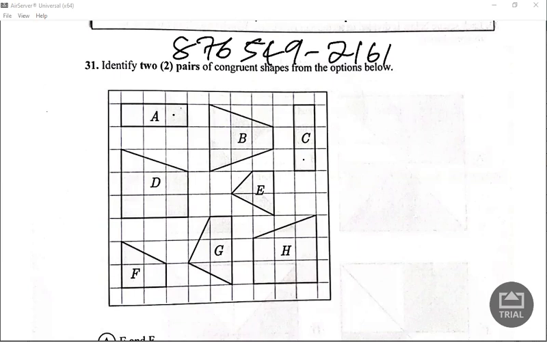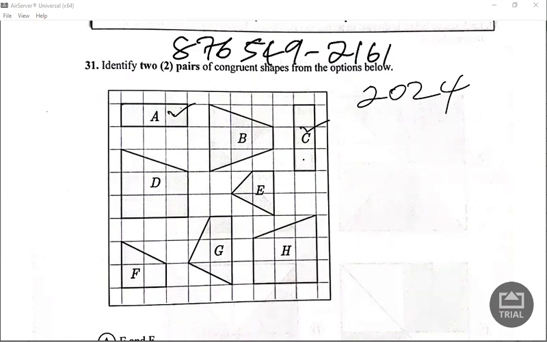2024. Let's go guys. Alright, so it says identify two pairs of congruent shapes in the options below. So we're looking for two. Looking at this, we can see that A and C are both congruent. They are the same size. Congruent means they should be the same shape and the same size.